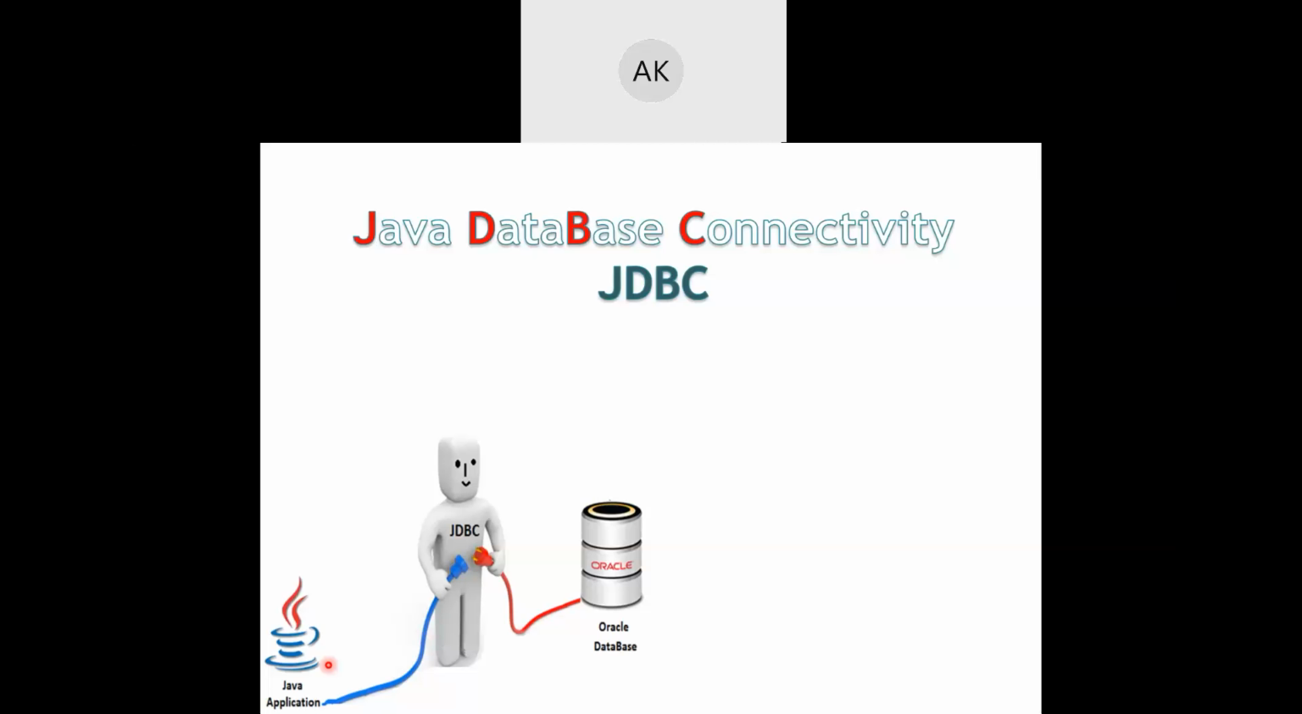Our application, whatever we write using the Java language, should work irrespective of which database we are trying to connect to. That's how our application should be, right? If our application is built using Java, it is supposed to be platform independent. Irrespective of the database, it should get connected, right?